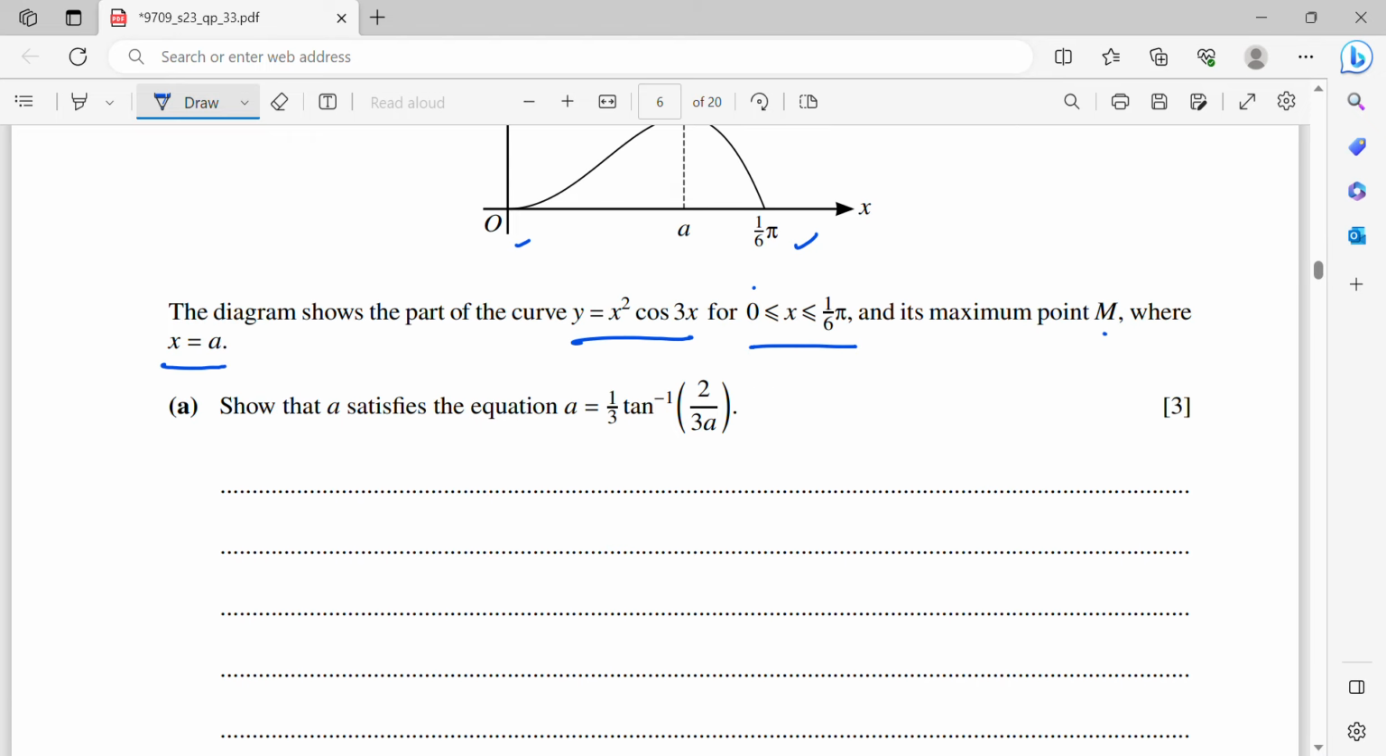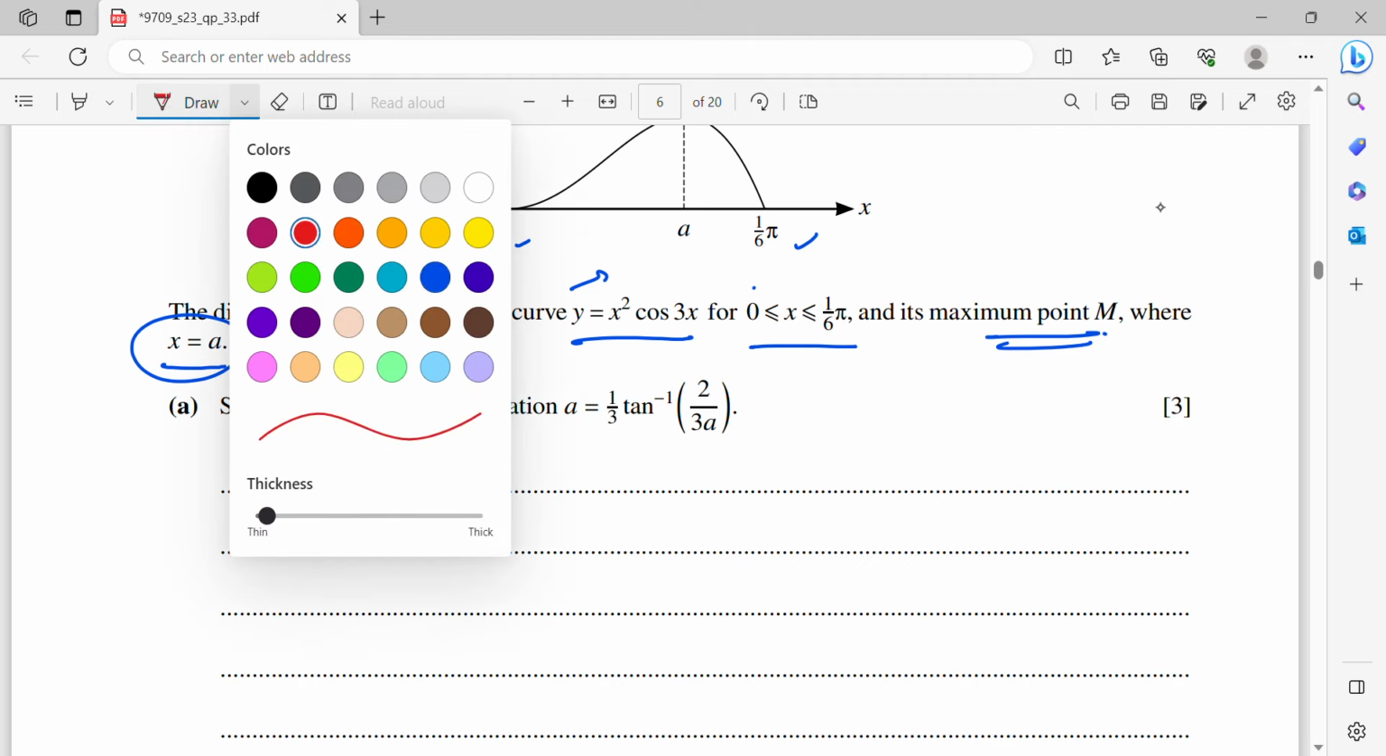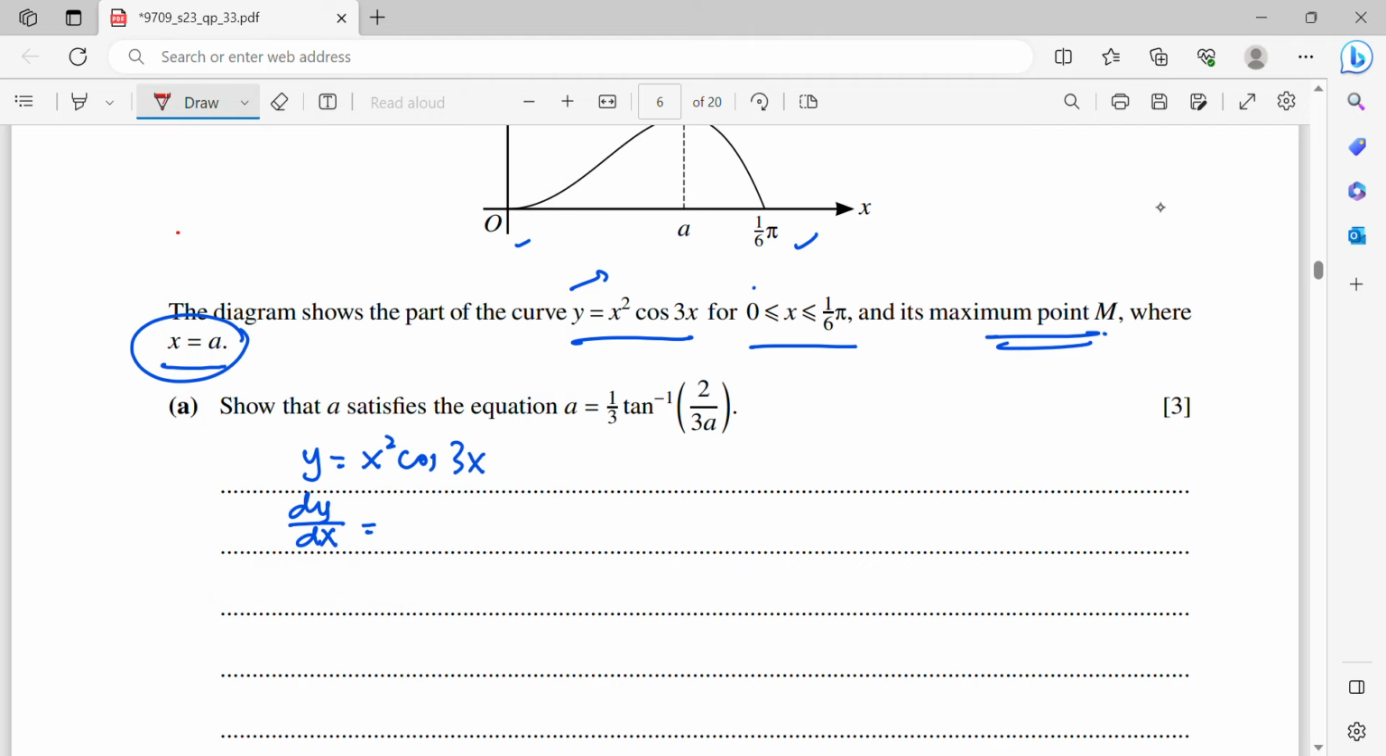Since x equals a is the x coordinate of the maximum point, for a maximum point we need to get dy/dx first. So I will start with dy/dx. Now, to differentiate x squared cos 3x, this is basically the product rule. So d over dx of uv equals u v prime plus v u prime.